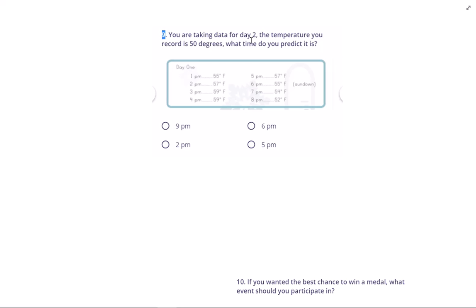Now it says the temperature you record is 50 degrees. What time do you predict it is? Well, there are no 50s in here. To have a time when the temperature is 50 degrees is going to be either before 1 p.m. or after 8 p.m. And we've got 2 p.m., no. 5 p.m., again no. 6 p.m., no. The only one that works for this is 9 p.m. That's the answer.